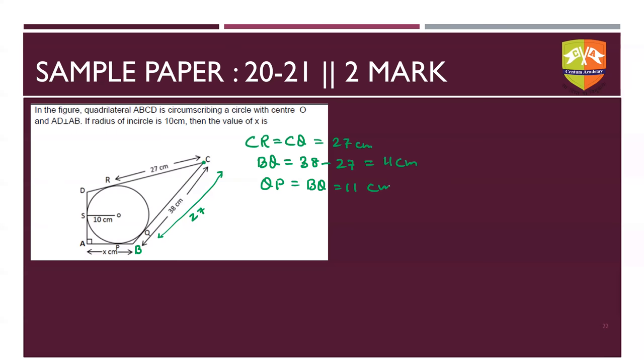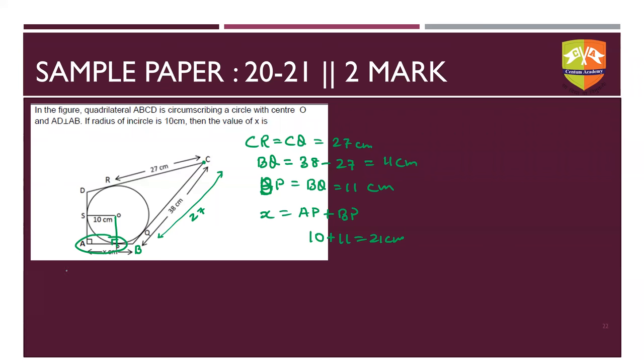Same logic everywhere. Tangents drawn to a circle from the same point are equal. So BP is equal to BQ, 11. So what is AB? X is equal to AP plus PB, or BP. Now clearly AP is 10. Why? Complete the square. So AP is 10. So 10 plus 11, 21 centimeter.